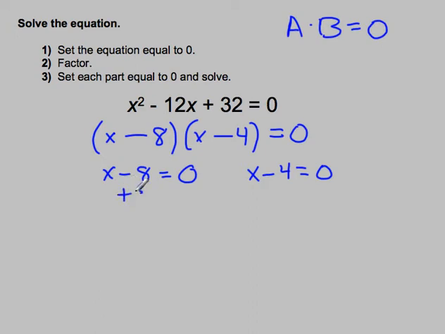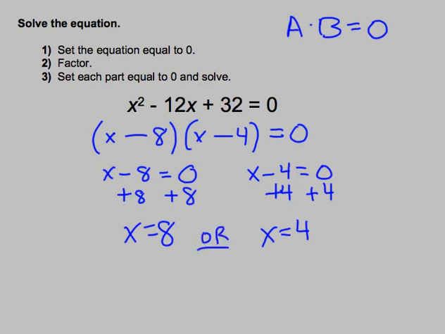Now if I add 8 to both sides on this one, x would be 8. Or add 4 to both sides on this one, and x would be 4. So we've got two answers. X is 8 or x is 4. Now if you notice, and this is a kind of a cool thing, when you have a 1 in front of the x squared, whenever you have your factored form, your answer is always going to be the opposite of what's in parentheses. So this is going to be positive 8, this is going to be positive 4.